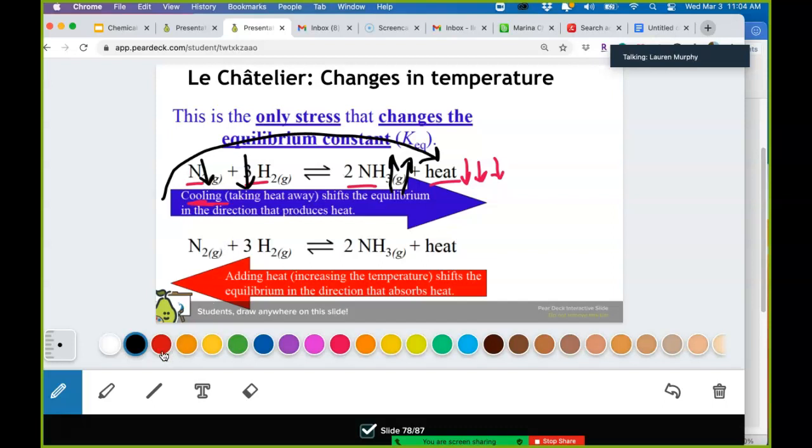Now, the reverse of this is true, where if I add heat, that means I add a stress to where my heat is. Now there's too much stress on the product side, so I will shift back to the reactant side, and these guys will be made while this guy drops, so I can reestablish equilibrium. Okay.